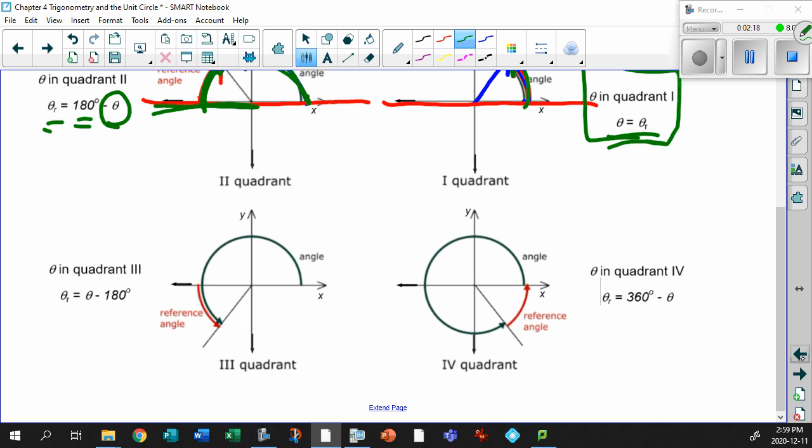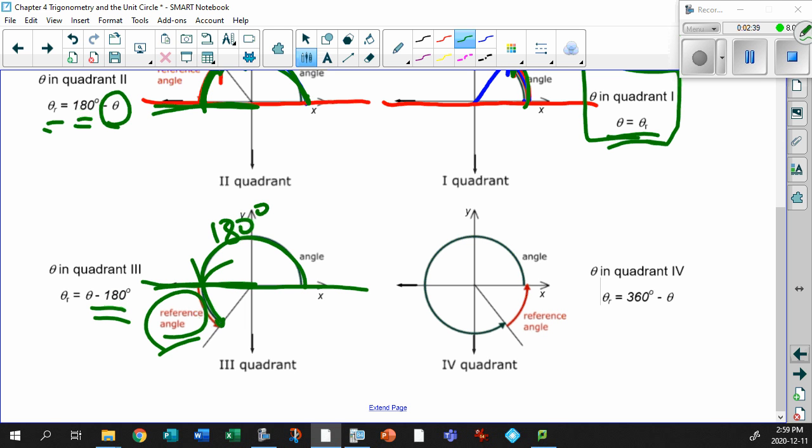Quadrant 3, again from the x-axis. So you're going all the way over. How much did you go over? That's the reference angle based on the x-axis. So how much did you go over? Well, take off the 180 degrees that you went over here. You get the reference angle.